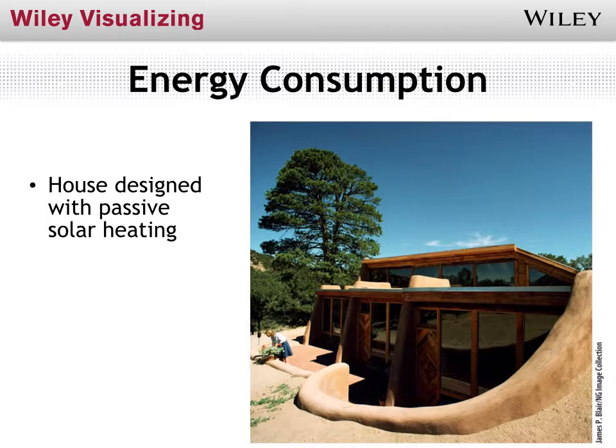Here's an example of a home that's completely designed around passive solar heating. So it's, again, a south-facing home, lots of big windows. A lot of the house you can see is actually underground. Maybe you can't quite tell from looking at the image. But a lot of the home is buried underground, so obviously that's great insulation.